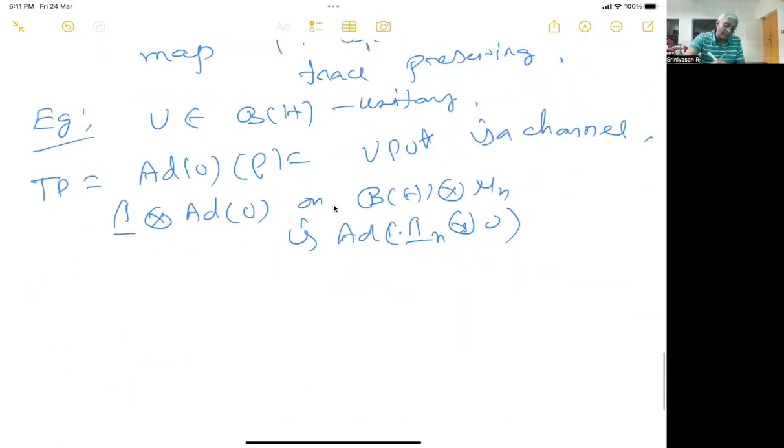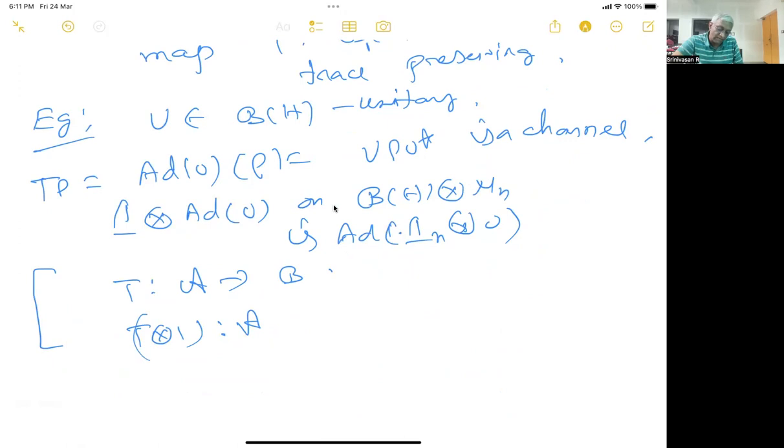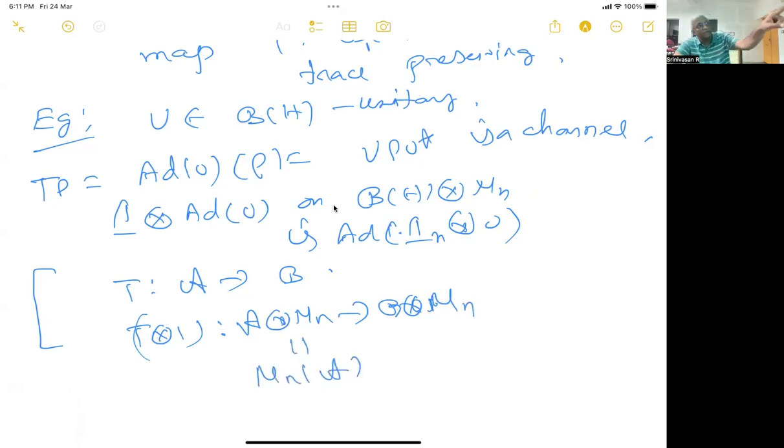See, this extension is the complete positivity. This is the actual definition. If T from some A to B is a map, then T tensor 1 acts from A tensor Mn to B tensor Mn. This is nothing but Mn(A), all those matrices with entries coming from A, to Mn(B). That is what the tensor product is.